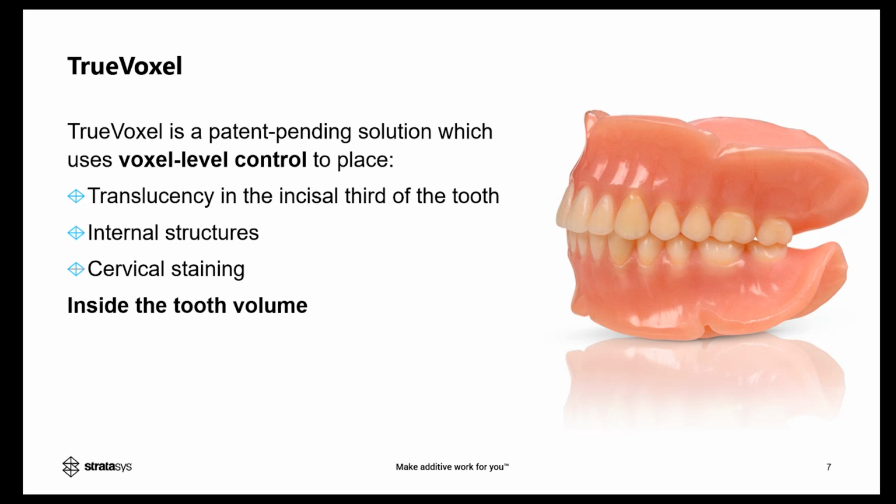So True Voxel is a patent pending solution. It's introducing 3 aesthetic features to every tooth design that you throw at it. It enables both translucency in the incisal third, internal structures mimicking the mamelons, and also adds cervical staining in the neck of the tooth. Everything is done in the tooth volume. The external geometry is not changed, is untouched.